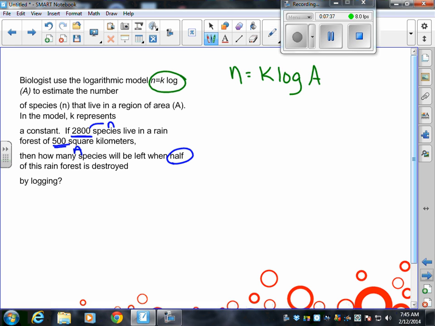So that, again, is another A. Well, if I look at this original information, if I knew n and I knew A, that would allow me to find k. So that's the first thing I want to do. So let's put in that. So 2,800 equals k times the log of A, which is 500. So I could actually solve for k here. This is a little easier than what we were just doing because our variable is not with our logarithm or as part of the logarithm. So really all I need to do here is just divide by the log of 500.